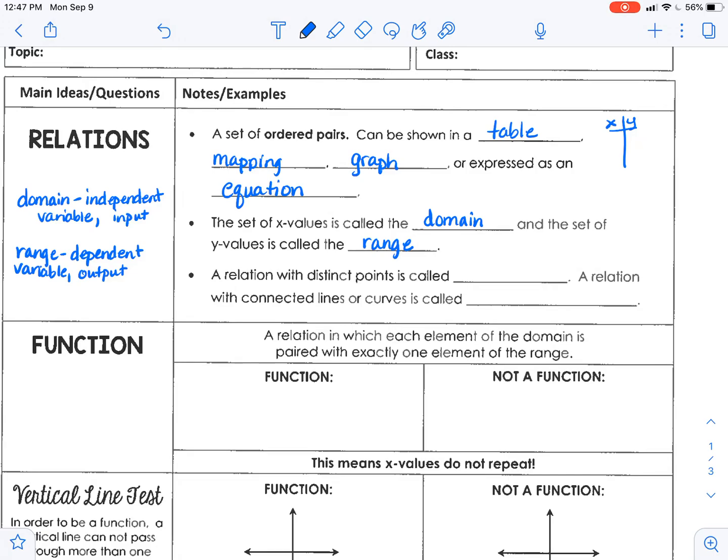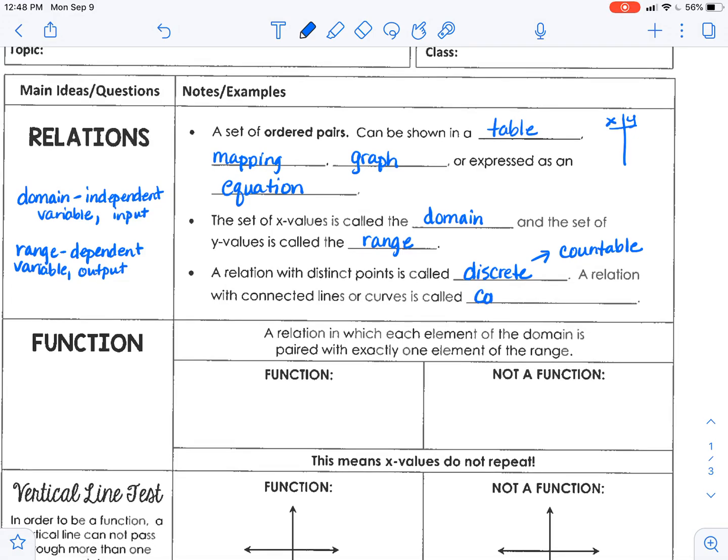The other thing when we talk about a relation, if it has distinct points, then we call the graph discrete. Okay, and what discrete means is that we can count. They're countable. So I can specifically count how many points are on the graph. Okay, a relation with connected lines or curves is called a continuous graph. Now do not confuse, and this happens a lot, that the arrow on the end means continuous in this case. That is not true. Okay, that is not what we're talking about. So again, a discrete graph, I can count the specific points. We're continuous, the dots are actually connected, okay? There does not have to be those arrows on the end. We'll talk about that in just a little bit.